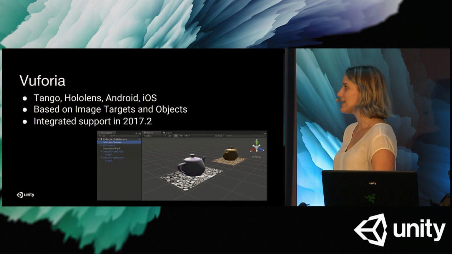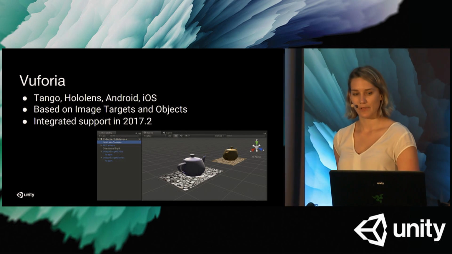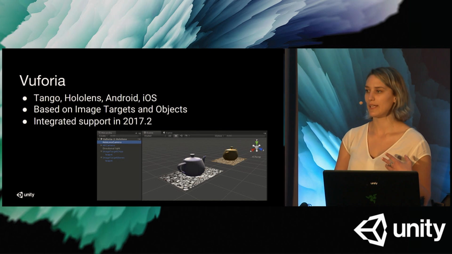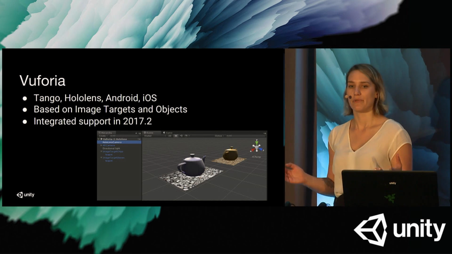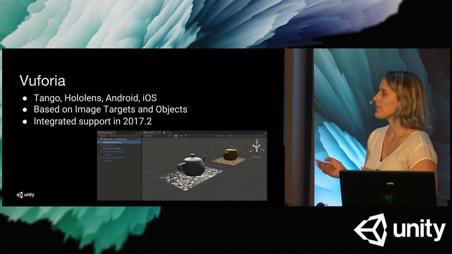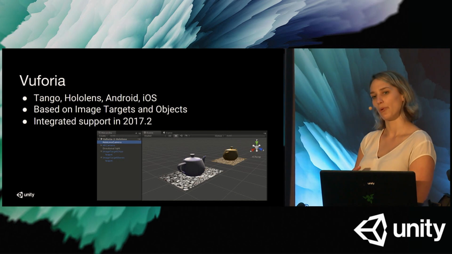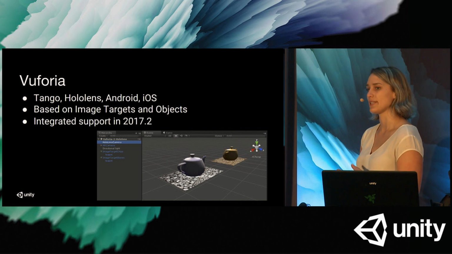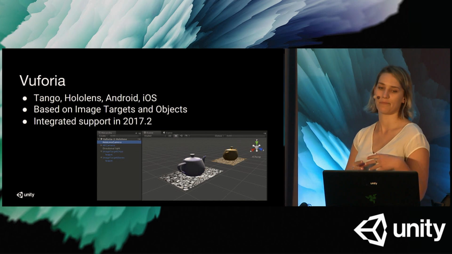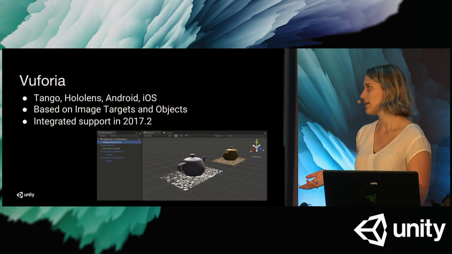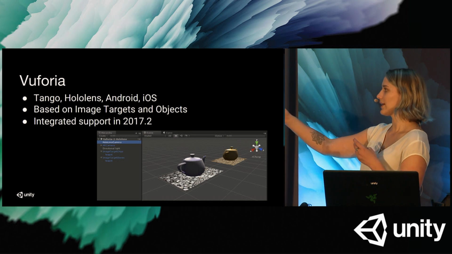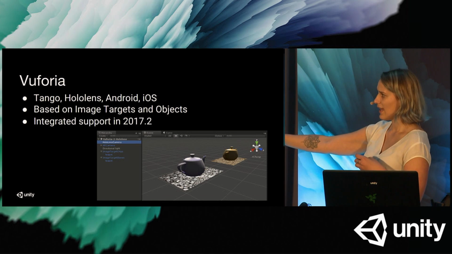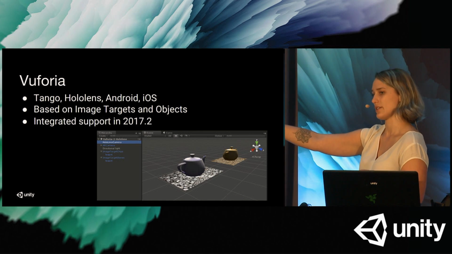Vuforia is an AR toolkit that you can build on top of Tango, HoloLens, or Android or iOS, and you can use that right now if you download their SDK. But the integrated support will be in Unity in the next release, 2017.2, and that's based on image targets. As you can see in this photo, our image targets are those chips and stones, and then we're rendering an object onto that image target.